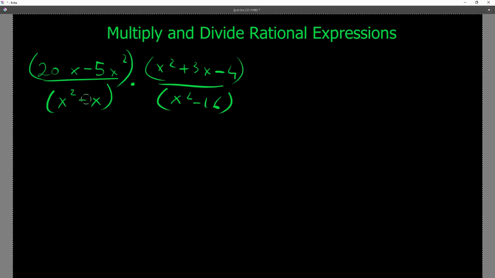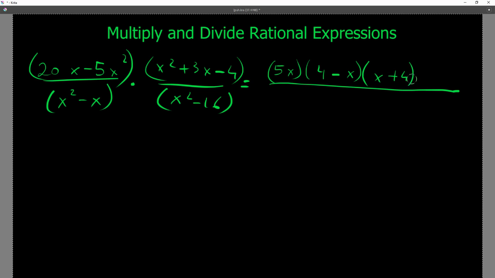So put parentheses around them. Parentheses. Parentheses. All right, put them all together. Actually, I'm going to factor them all and then put them together. So I'm going to take out 5x from these guys. 5x. So that leaves me with 4 minus x. And then this guy, I'm going to factor that. That gives me x plus 4, x minus 1. And then this guy here, I can take out an x. And then I have x minus 1. And this guy is x minus 4, x plus 4.